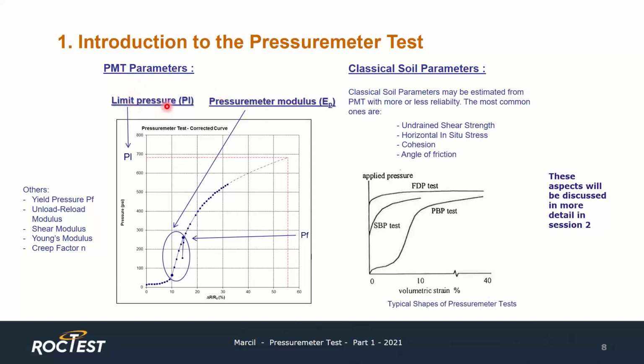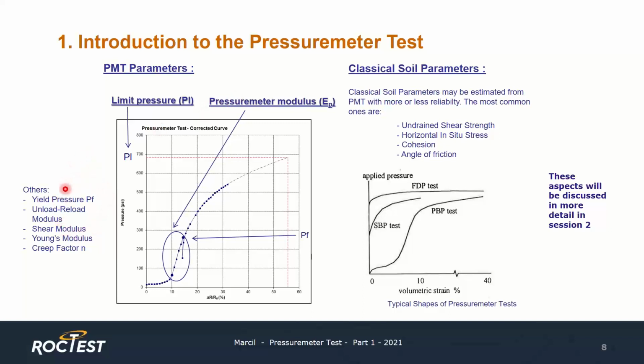The second most important parameter obtained from the pressure meter test is the limit pressure. The limit pressure is, by definition, the pressure reached when the initial volume of the test cavity has doubled. So at this point, the soil is considered having completely failed.